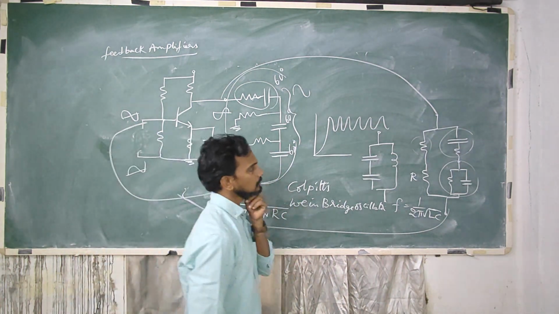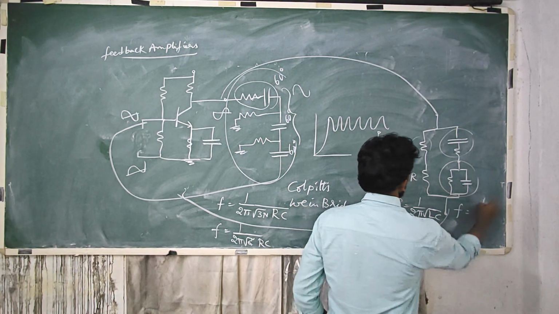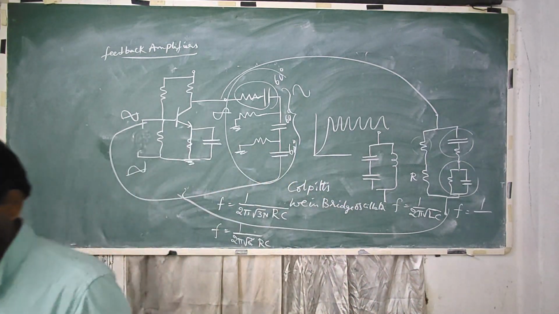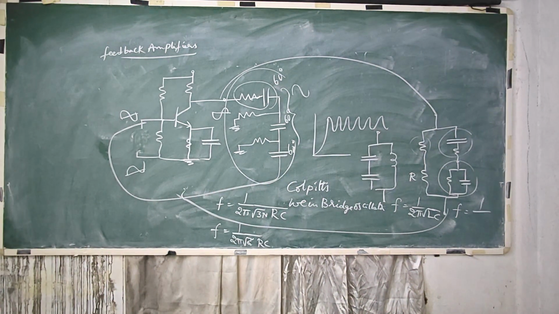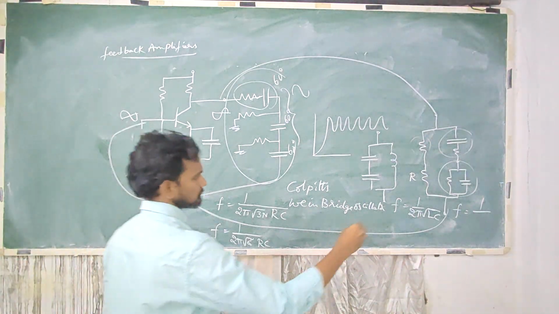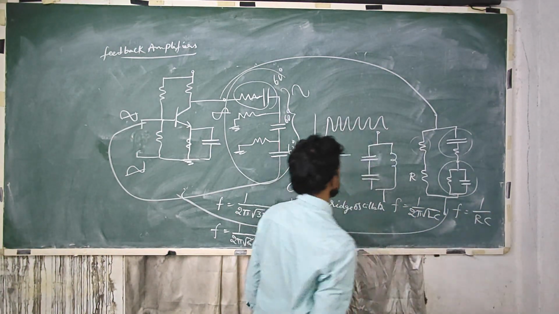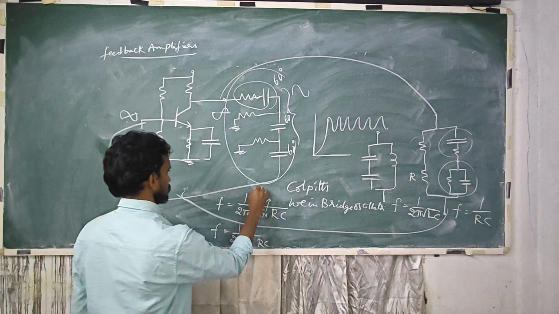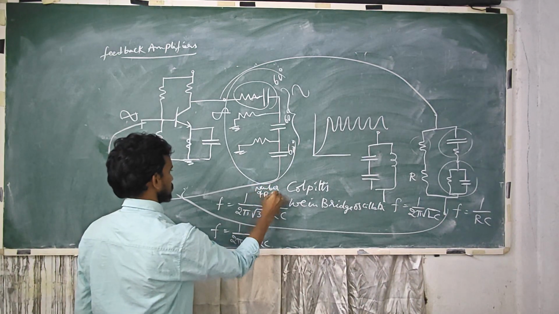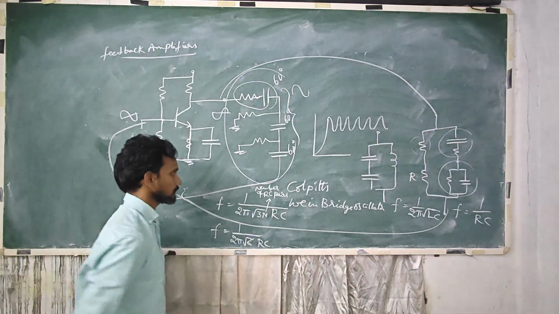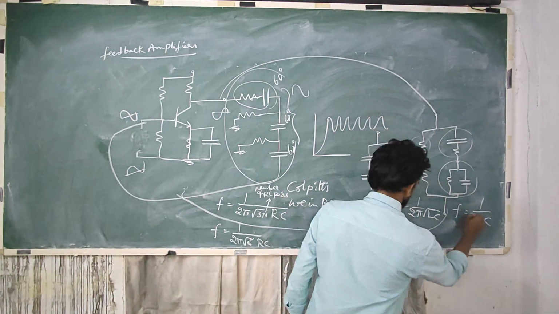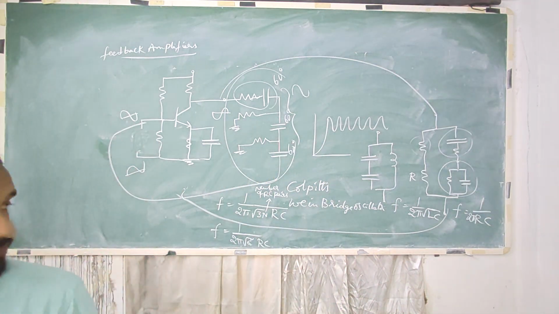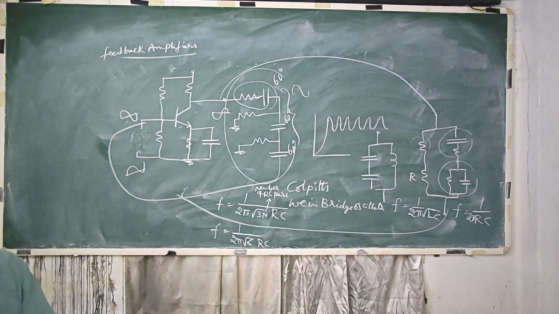And for Wien bridge oscillator, the frequency is given by what? Check the equation. So somewhat it is 1 by RC. Okay, so here n is number of RC pairs. 1 by 2 pi RC. So that's all about oscillators.